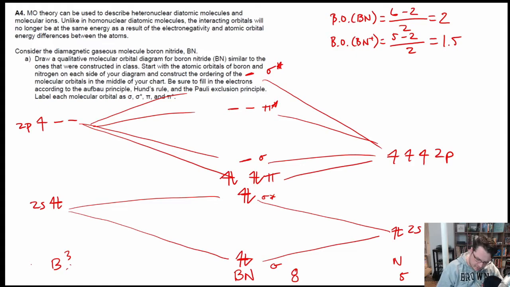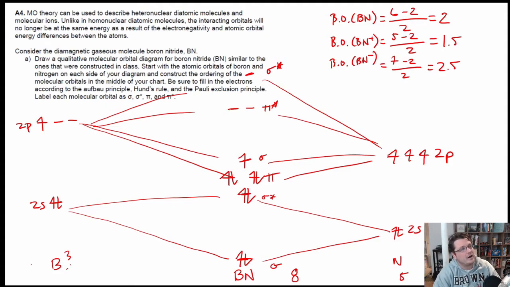The next question was: if you add an electron into it, what is the bond order of BN minus? You're putting 1 more electron in, and that would fill into right here. So instead of 6 bonding electrons, we would have 7. That now would be 7 minus 2, divided by 2, so we get a bond order of 2.5. With a bond order of 2.5, that's going to be a stronger bond, because the bond order is higher. With a higher bond order, we would expect it to be more stable and a lot stronger.